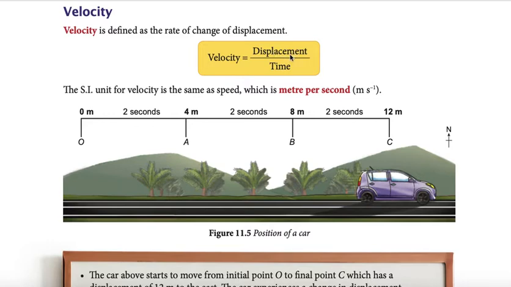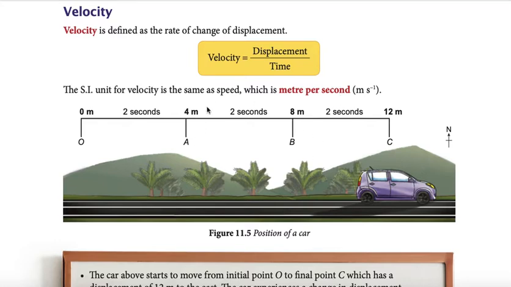It is because velocity is defined as the rate of change of displacement, ada kena mengena dengan sesaran. Therefore, velocity also must show the direction between the 2 points. Unit for displacement is meter and unit for time is second. Therefore, the SI unit for velocity is the same as the speed, which is meter per second.